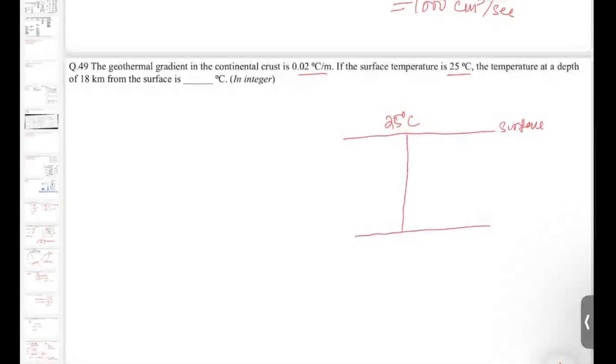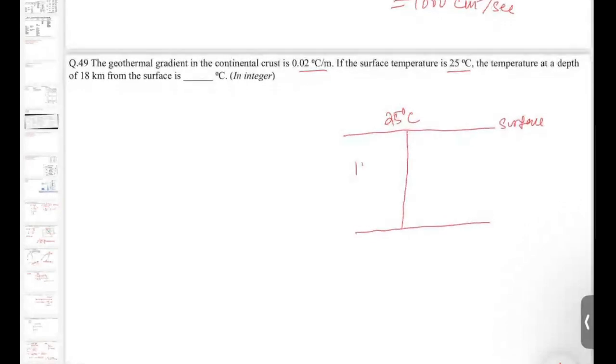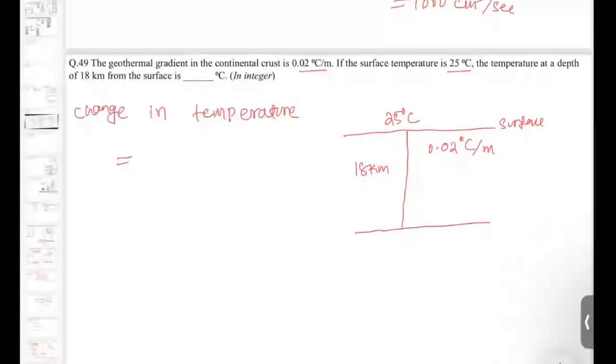So this is 18 kilometers, and the rate at which the temperature is increasing is 0.02 degrees Celsius per meter. So what is the change in temperature in 18 kilometers? Can you tell me the change in temperature, or increase in temperature, whatever you want to write?